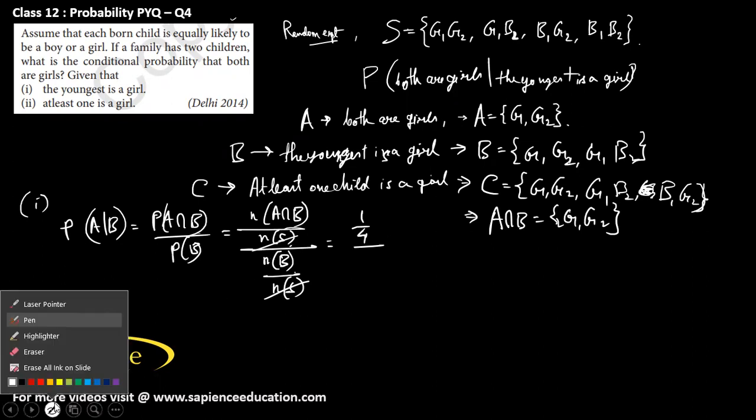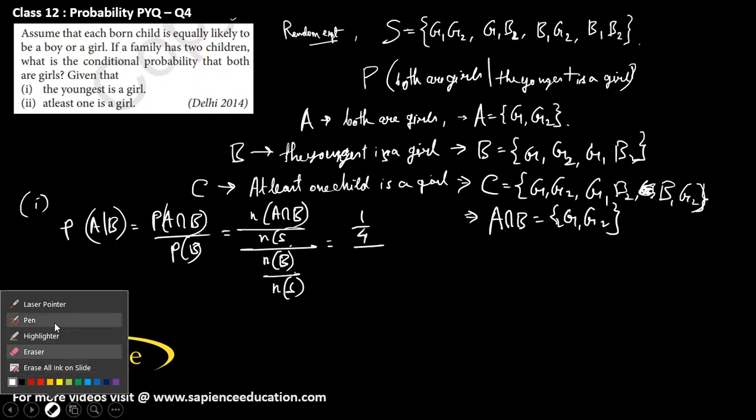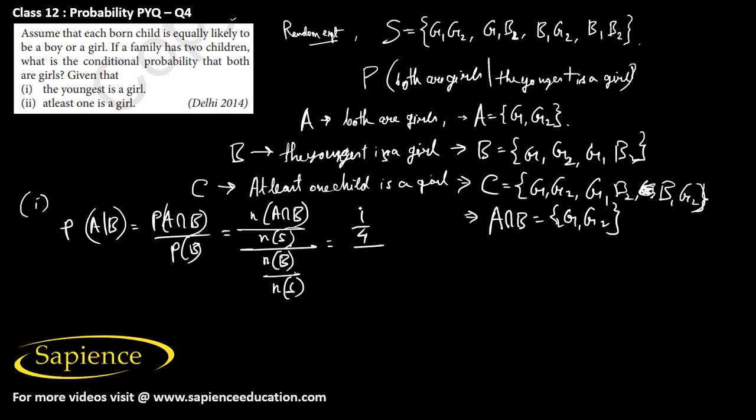Suppose we don't cancel n of S. So this will be 1 by 4, since the number of elements in the sample space is 4. Then the number of elements in B is 2, so 2 by 4. So that will be 1 by 2.